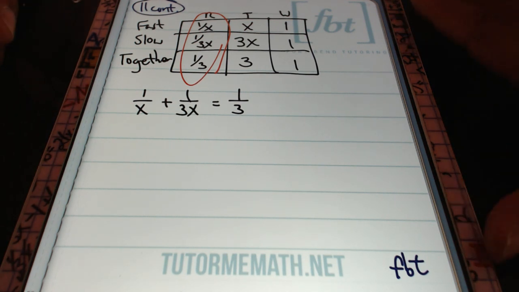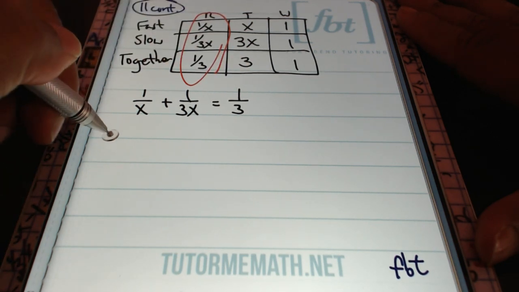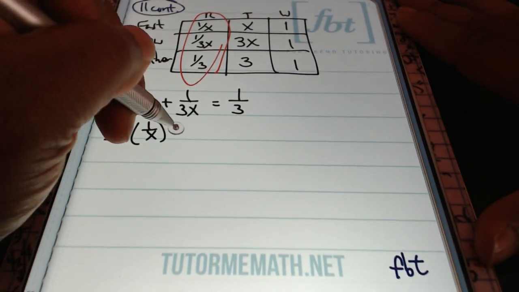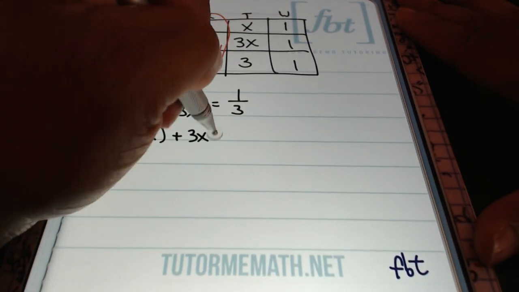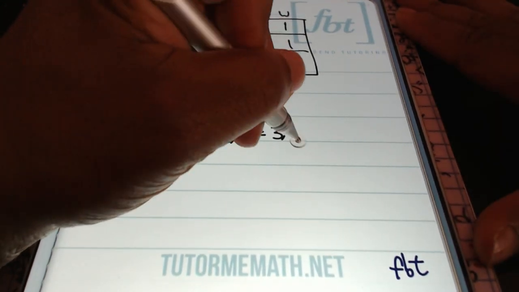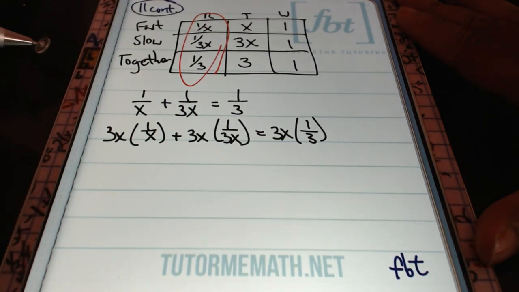Because we have a rational equation now, guys, we will be multiplying each and every term by the least common denominator of the entire equation, which in this case is 3x. I'm going to multiply each and every term by 3x because I don't want to deal with these fractions. So I'm going to eliminate these fractions by multiplying each and every term by the LCD of the entire equation.